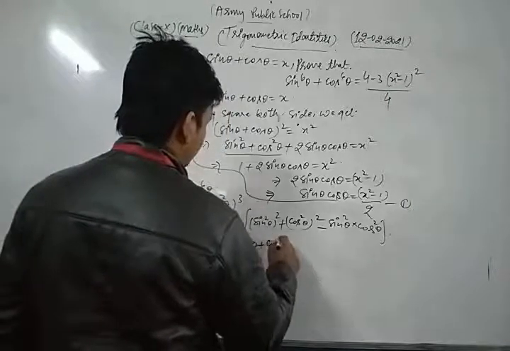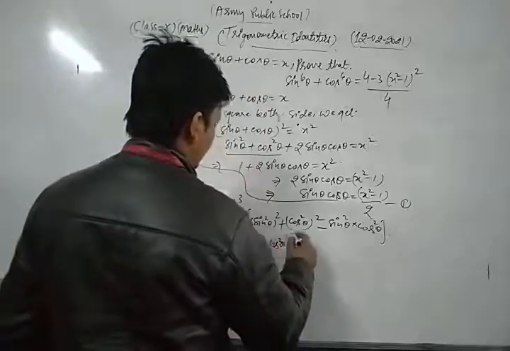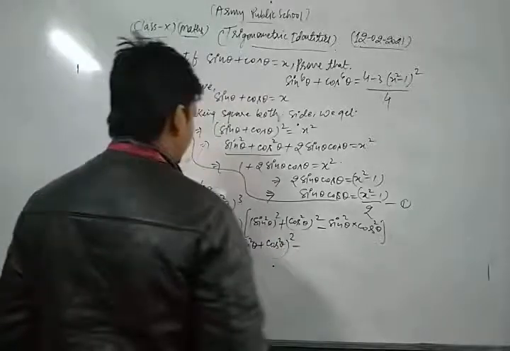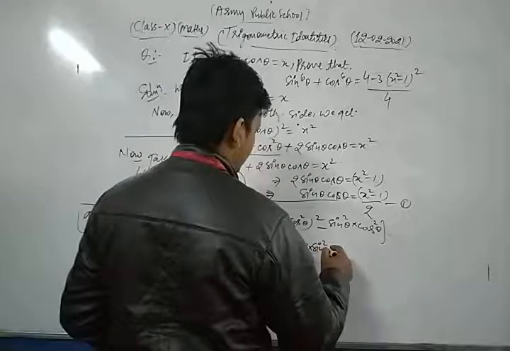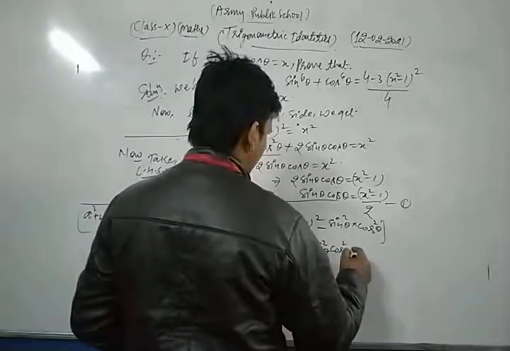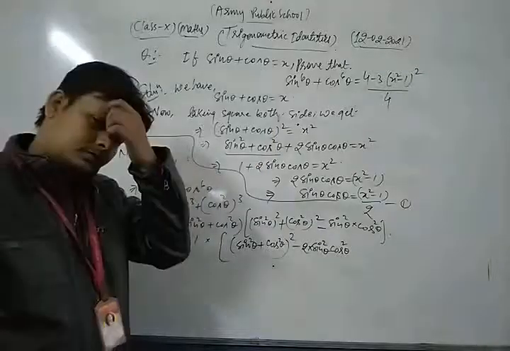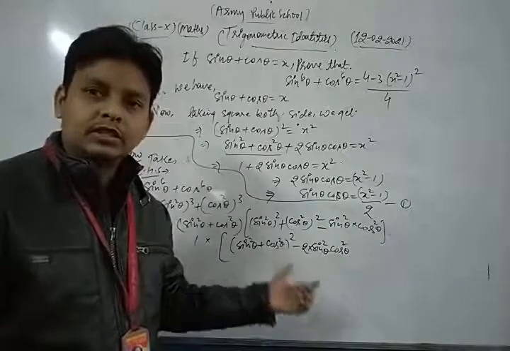So a plus b whole square minus 2ab, meaning 2 into a, which is sin square theta, into b, which is cos square theta. Okay dear students, so this is the method.